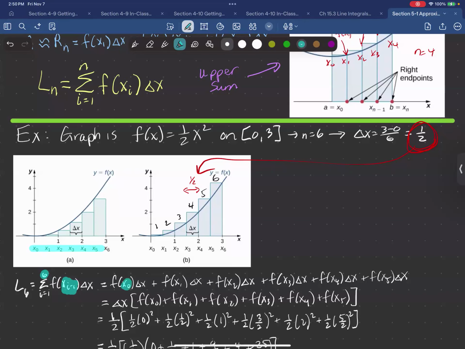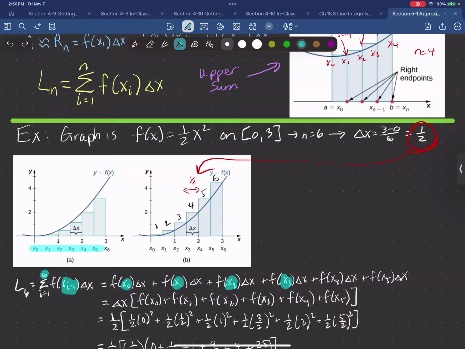So x0, x1, x2, x3, x4, x5. Each one is put into f, so we get f of each. That gives us our y value for the height. Okay, and then we multiply by delta x.